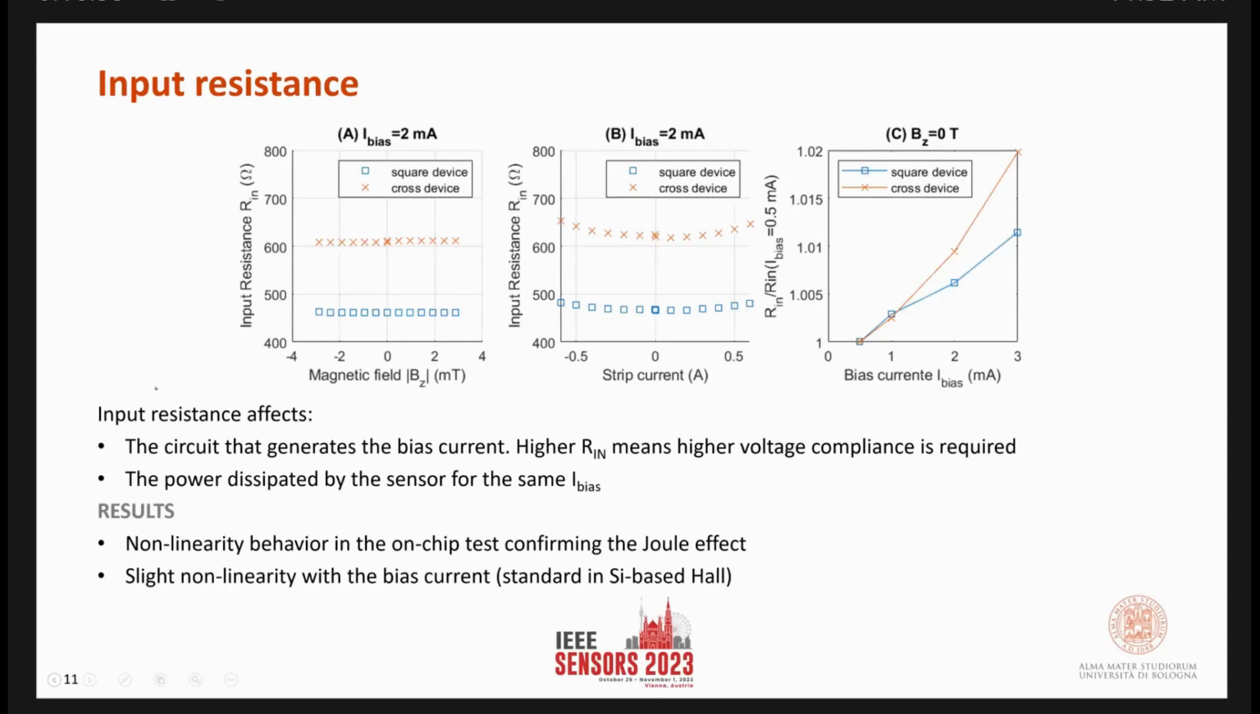So if we look at the result, we can see that the input resistance does not depend on the magnetic field for both devices, quite constant, but we have a kind of non-linearity effect when we apply the input through the on-chip trace. This confirms our idea that a Joule effect is happening.